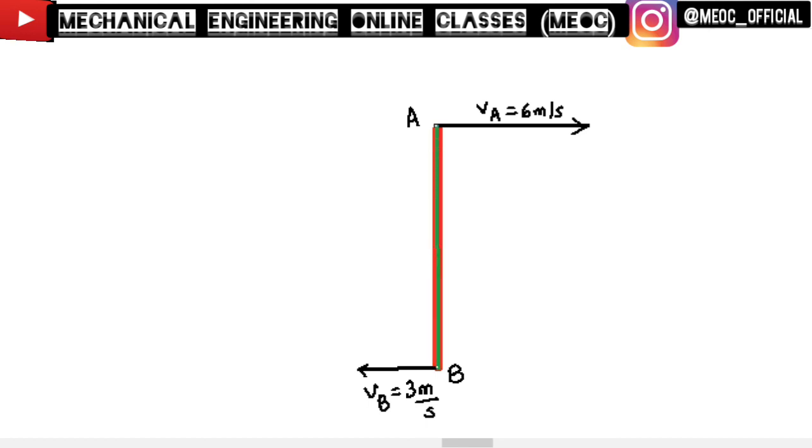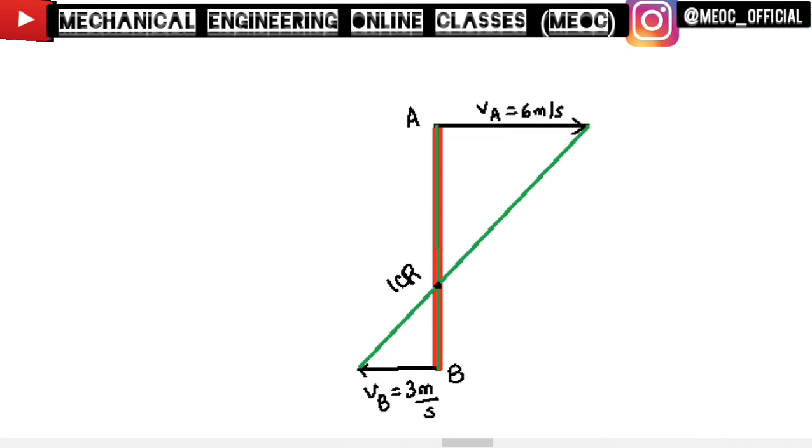We have joined the tails of the two vectors, and now I'm assuming that I have taken AB to scale. The VA line is also drawn to scale and VB is also drawn to scale. Now we have to join the tip of VA to the tip of VB. The intersection of the perpendiculars to the velocity vectors and the line passing through the tips of both the vectors is the instantaneous center, which is this point ICR.